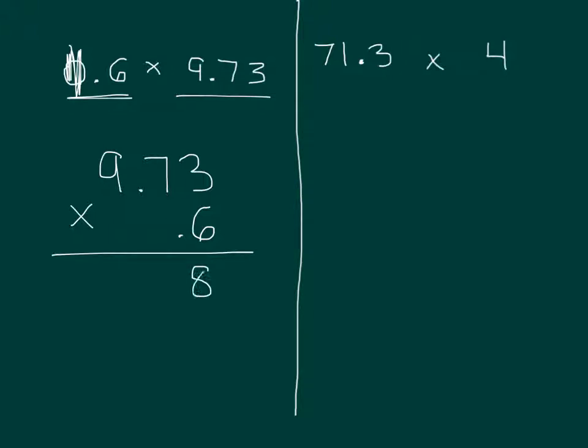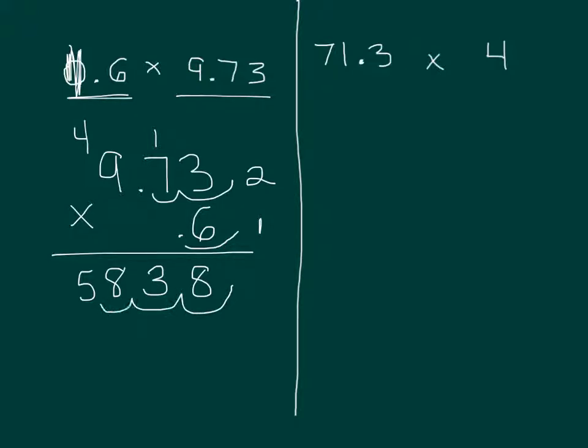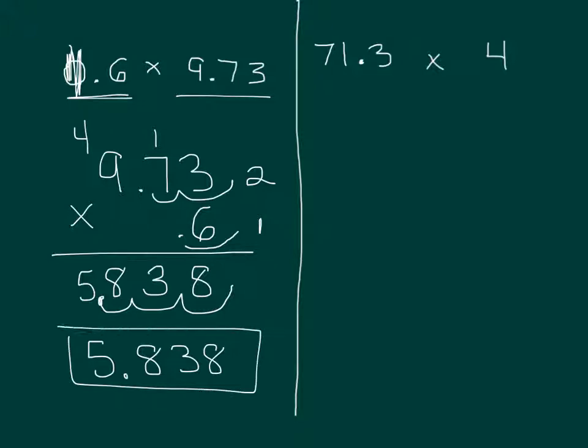6 times 3 is 18. 6 times 7 is 42, plus 1 is 43. 6 times 9 is 54, plus 4 is 58. There we go. Now I need to place my decimal in the answer. I have 2 decimal places from the top factor, 1 from the bottom. So all together, that's 3 decimal places. 1, 2, 3. And there's my answer, 5 and 838 thousandths.